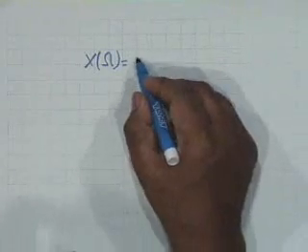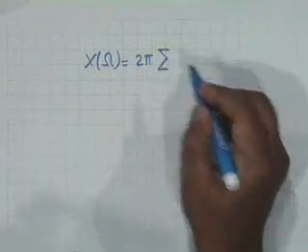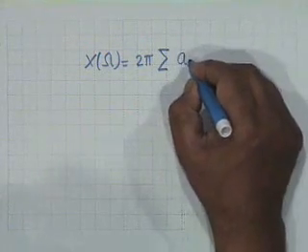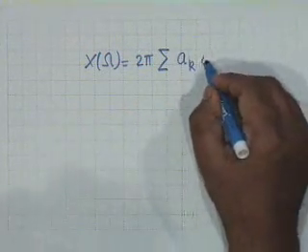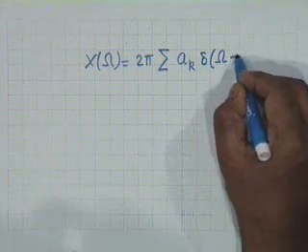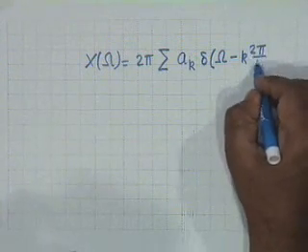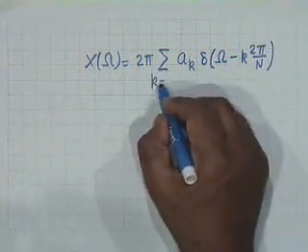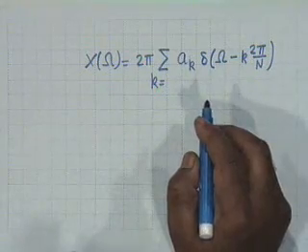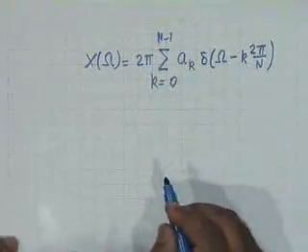I can write 2 pi summation ak, yes, delta of omega minus k 2 pi by n, where k goes from, pardon me, then I don't get infinite number of terms. K equal to 0 to n minus 1, all right. And then another summation. Oh yes.